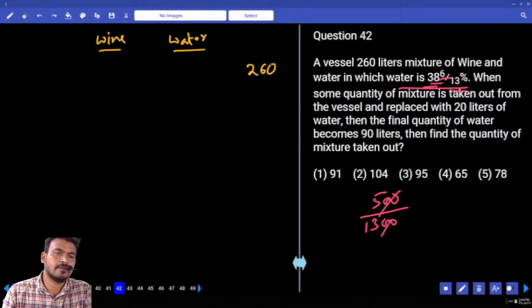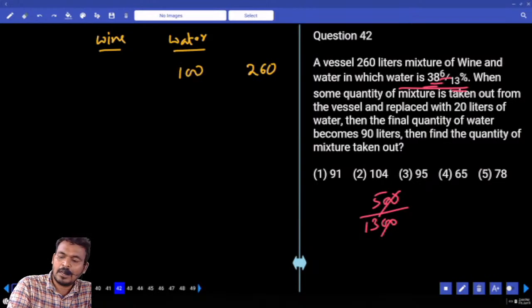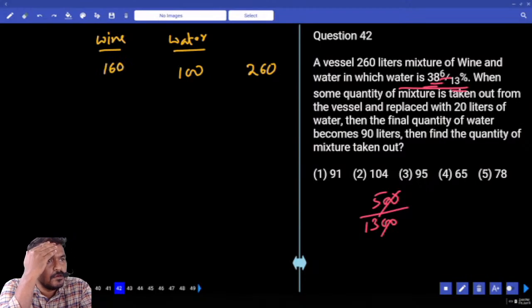What is the 13 parts value? 260. What is the 5 parts value? 100. Remaining 160. 5 by 13 of 260 is how much? 100. Water is 100. Remaining 160 are wine.